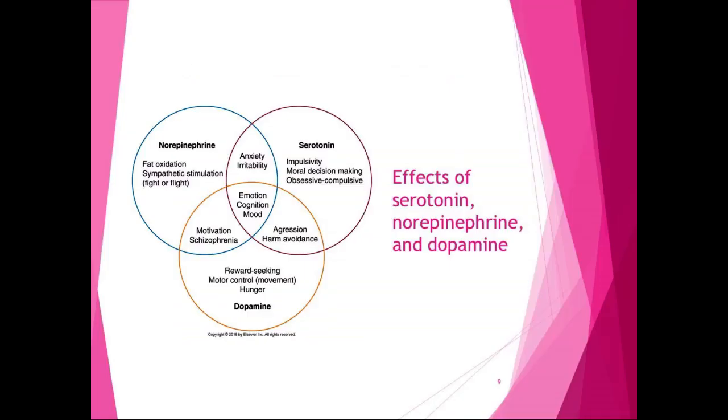So this is a graphic from the text, and I just love it. Well, you know, I like Venn diagrams, but you can see the interaction of norepinephrine, serotonin, and dopamine on emotion, cognition, and mood. So all of these affect all of those things. And some of the effects, especially what we consider to be negative effects like anxiety and irritability and aggression and harm avoidance, are interactions of two different ones. But where they all interact is they all affect emotion, cognition, and mood.